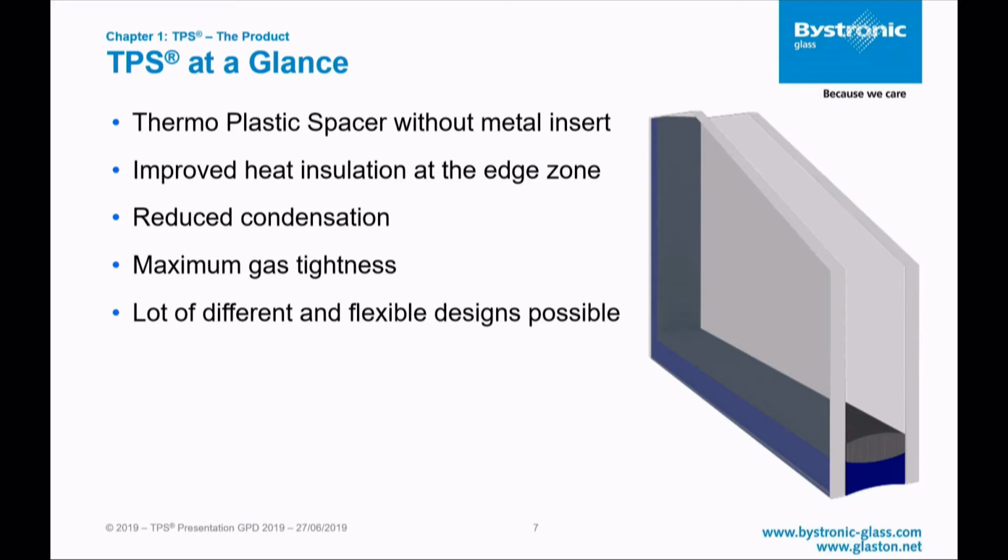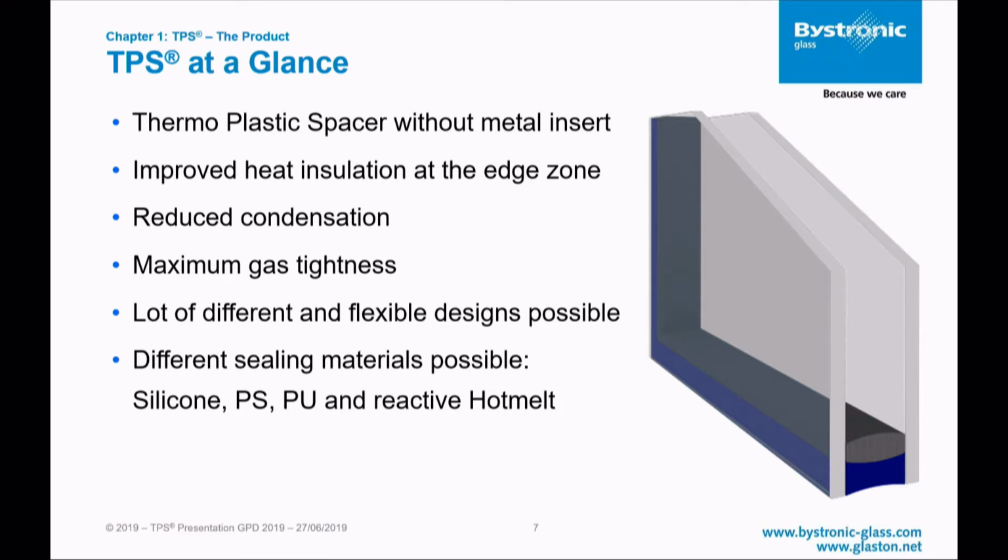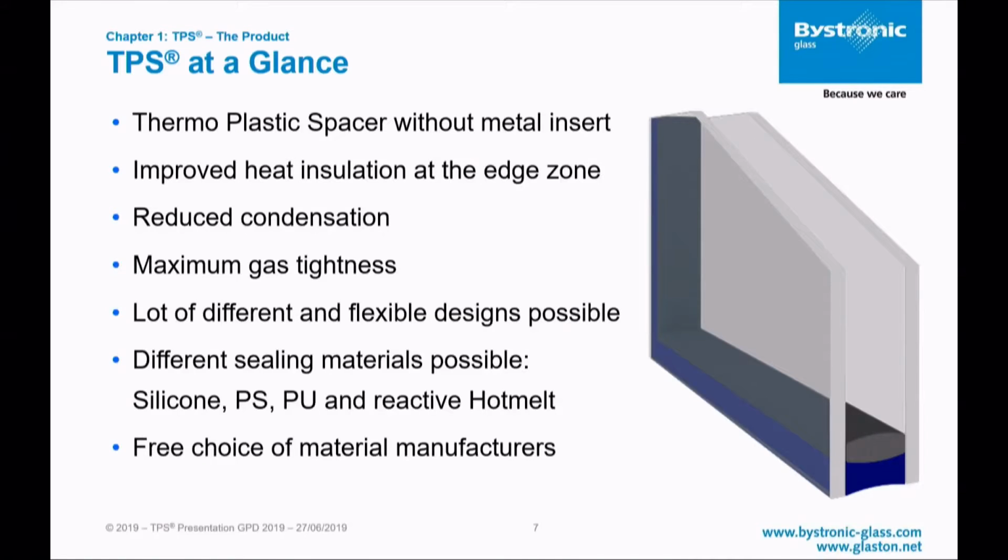And for sure, since it's a robot-driven, automatic process, you have a wide range of designs possible. It's a very flexible process. Different sealing materials can be used: silicon, polyurethane, polysulfide, and also a reactive hot melt. So in this case, you're also very flexible. And the TPS material is in the meantime available from different vendors, so you're not focused on only one vendor. You have a free choice of the material manufacturer.